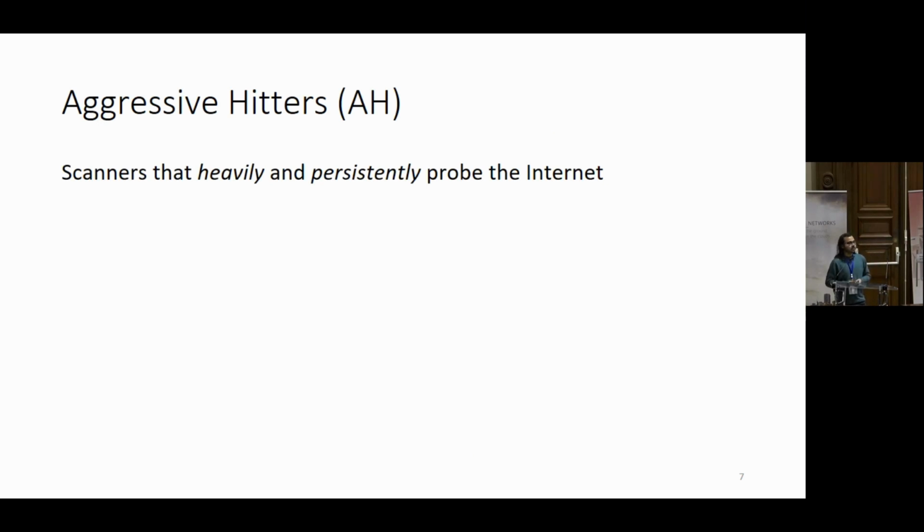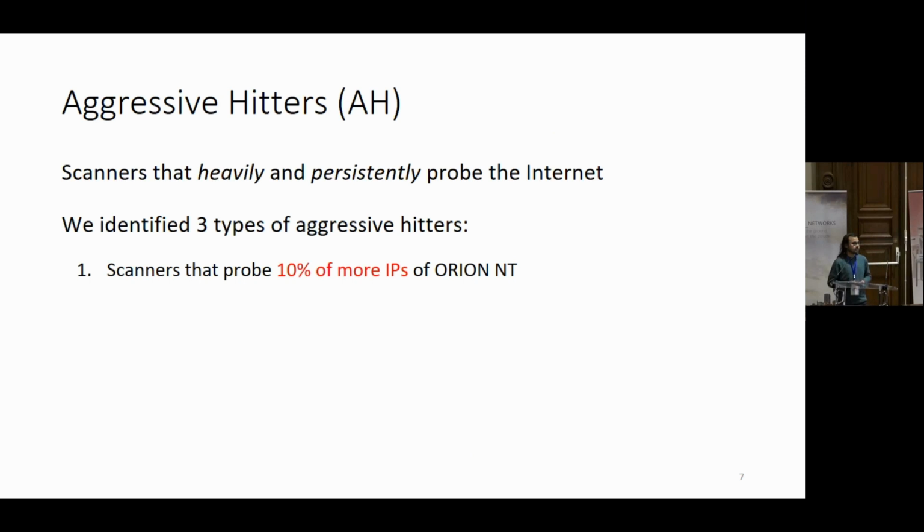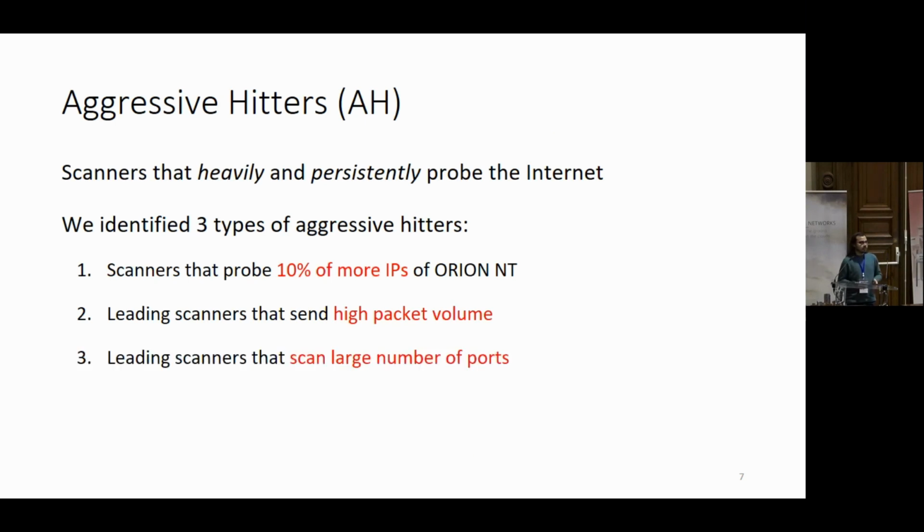Aggressive hitters are simply scanners that heavily and persistently probe the internet. In our study, we identified three types of aggressive scanners. First, scanners that probe 10% or more of the IPs of the Orion Network Telescope. Second, leading scanners that send a high volume of packets to our network telescope. And third, leading scanners that scan a large number of ports.